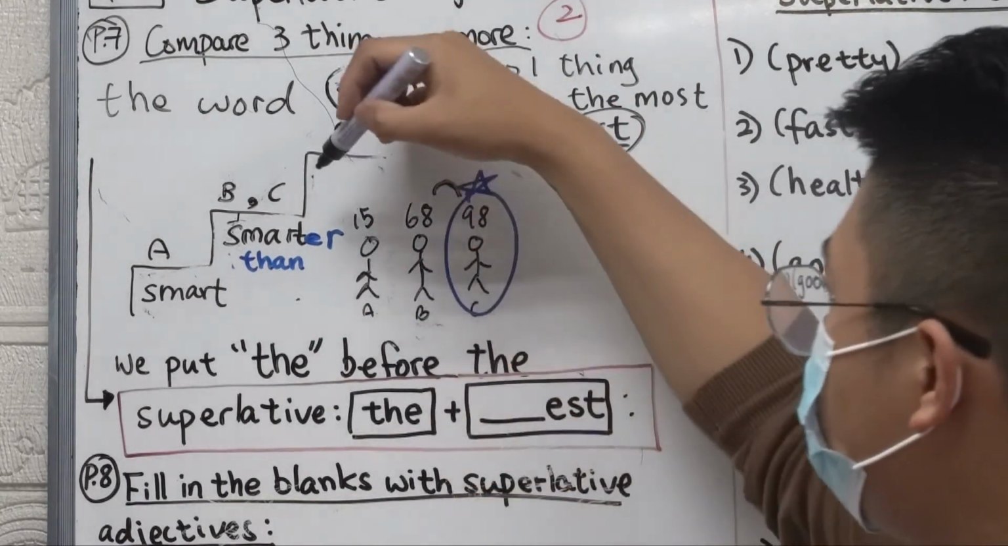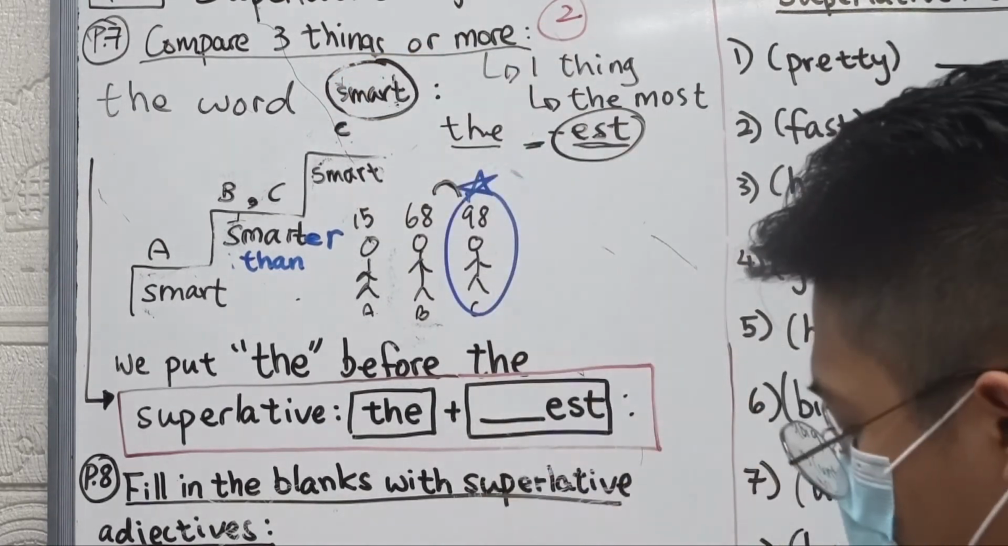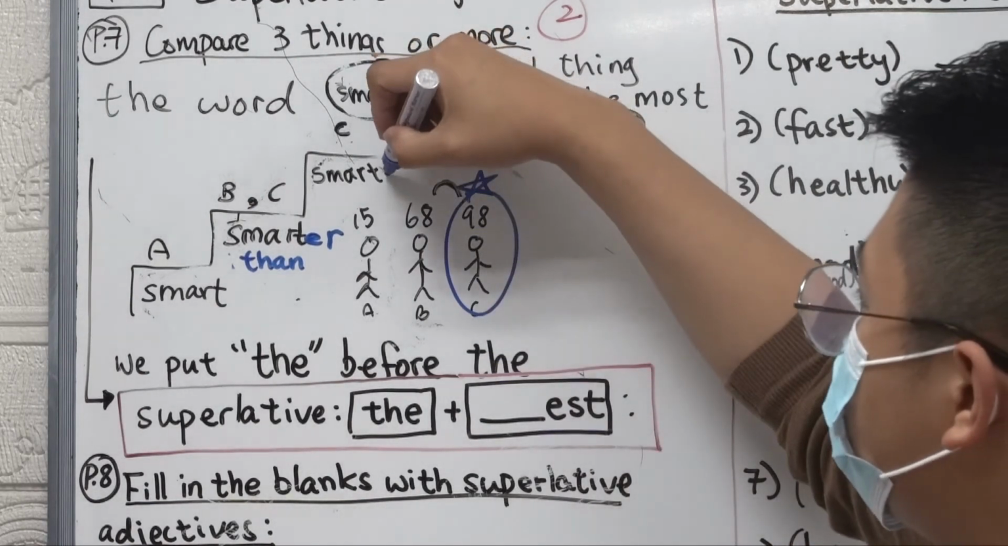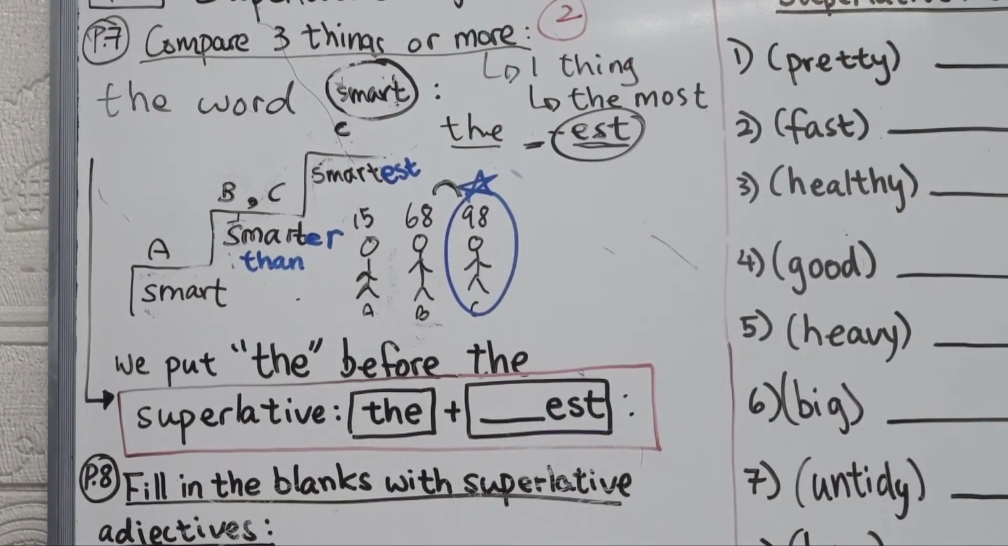And we can say that maybe C is the smartest, right? Because he or she got the highest grade. EST. Okay? EST. Alright, now for another important thing. When we're changing the words, the adjectives, smart, tall, all we need to do is add EST.